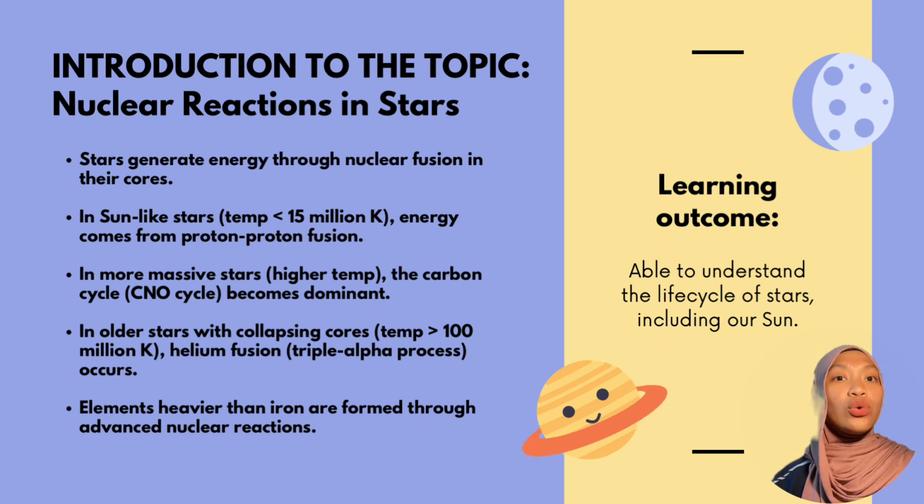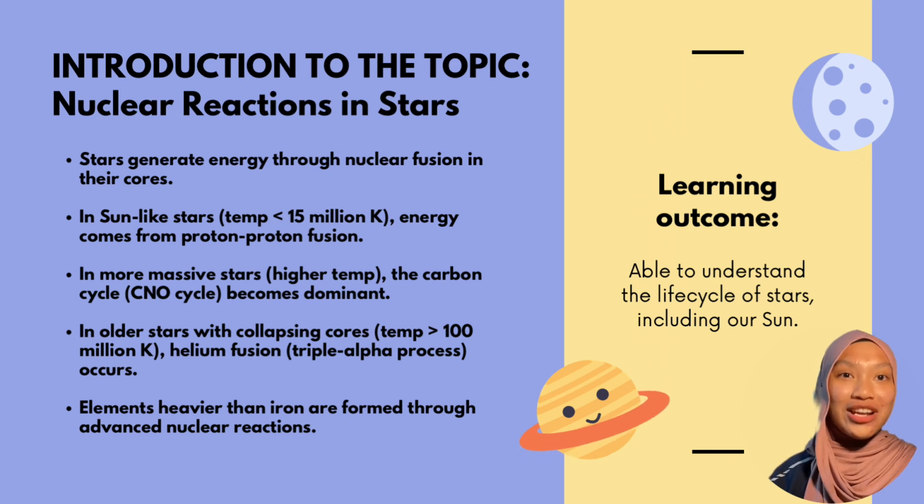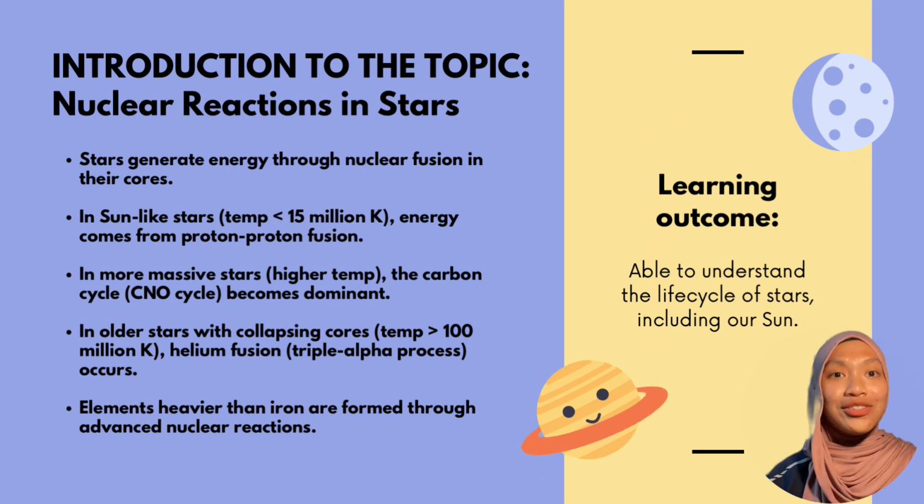When stars grow older and their cores collapse, reaching temperatures over 100 million Kelvin, they start fusing helium in what's called the triple alpha process. And finally, elements heavier than iron are created through advanced nuclear reactions. From this, we aim to understand how stars live and evolve.